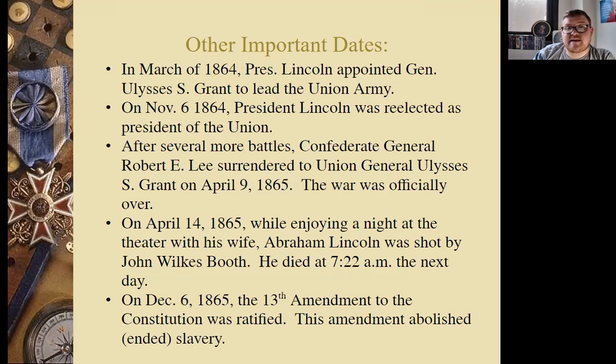In March of 1864, President Lincoln appointed General Ulysses S. Grant to lead the Union Army. November 6, 1864, President Lincoln was reelected as President of the Union. After several more battles, Confederate General Robert E. Lee surrendered to Union General U.S. Grant. On April 9, 1865, the war was officially over. On April 14, 1865, while enjoying a night at the theater with his wife, Abraham Lincoln was shot by John Wilkes Booth, and died at 7:22 a.m. the next morning. On December 6, 1865, the 13th Amendment to the Constitution was ratified. This amendment abolished or ended slavery.